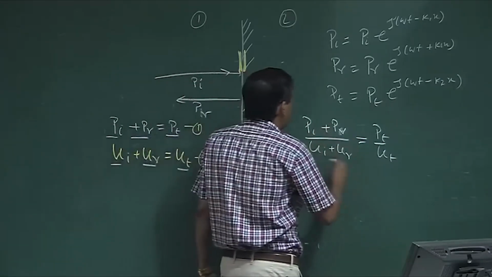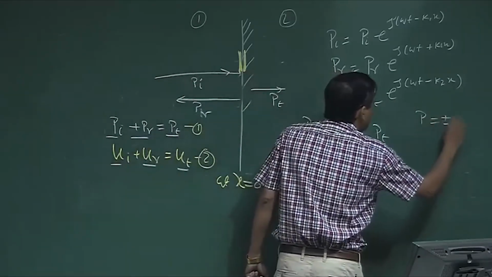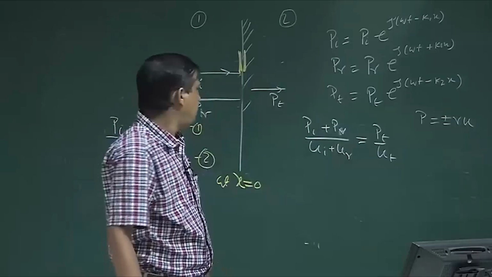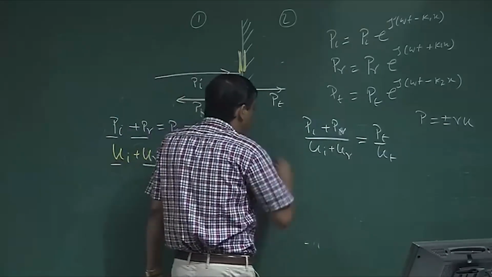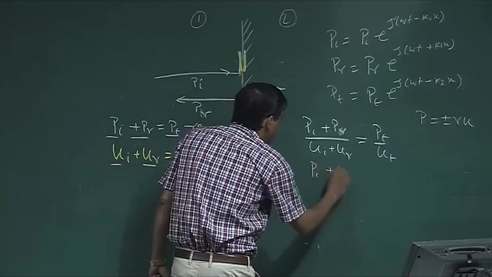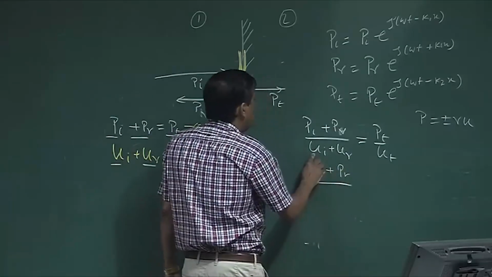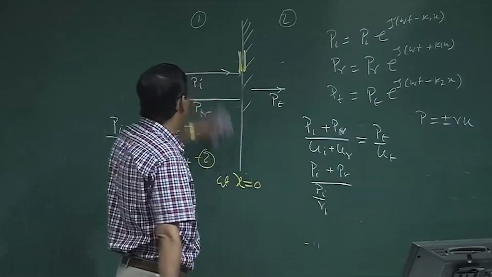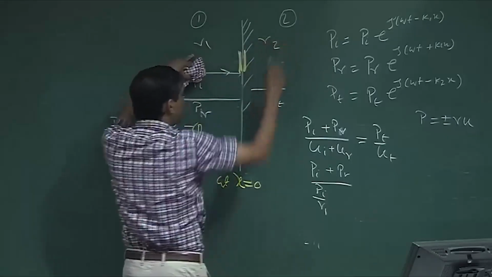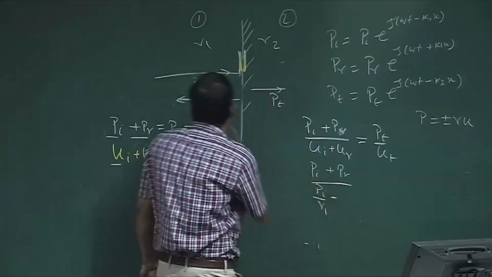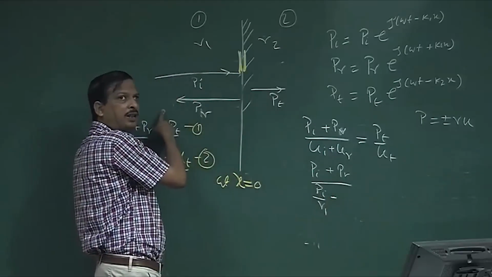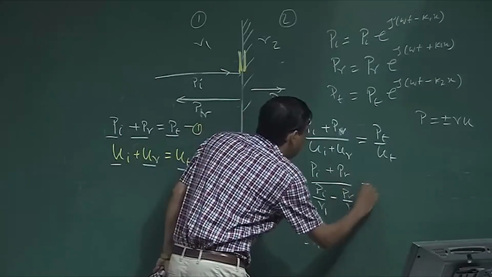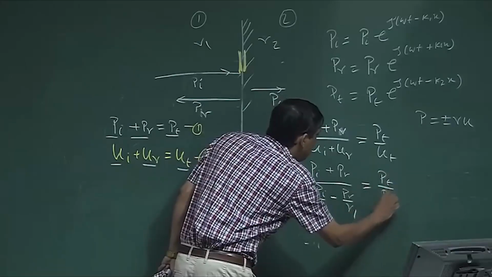Now, what is the relation between P and U? P is equal to plus or minus R u, where R is the acoustic impedance. So, Pi plus PR divided by what is Ui? Ui is Pi divided by R1. Same medium, this is R1 and this is R2. For the reflected wave, the direction of propagation is different, so there is a 180 degree phase shift. So, minus PR by R1 is equal to PT by R2.